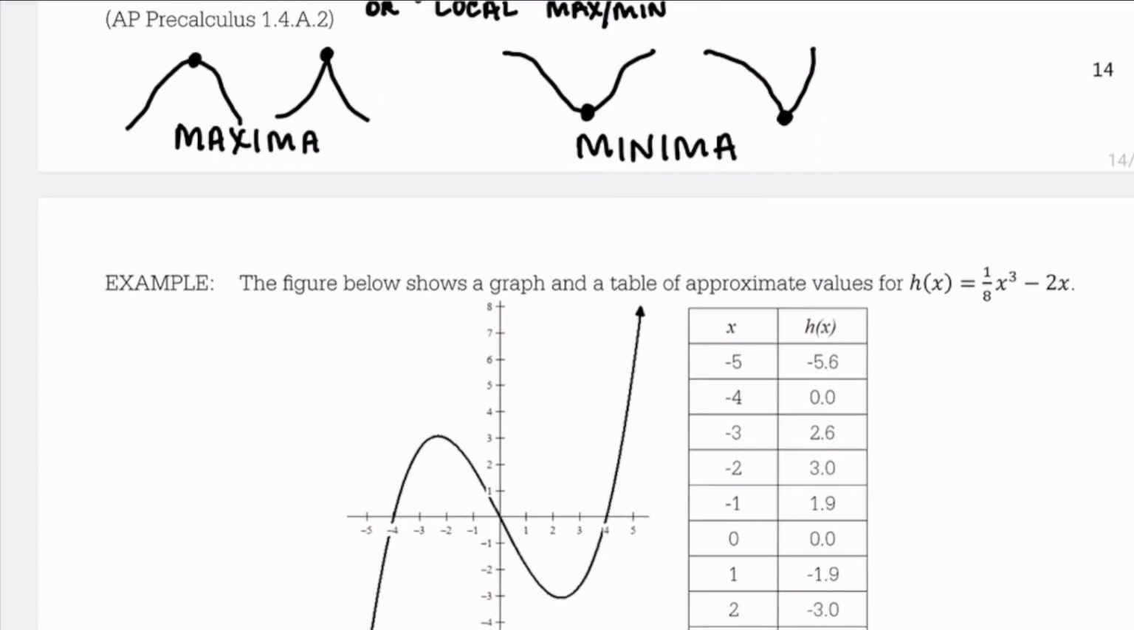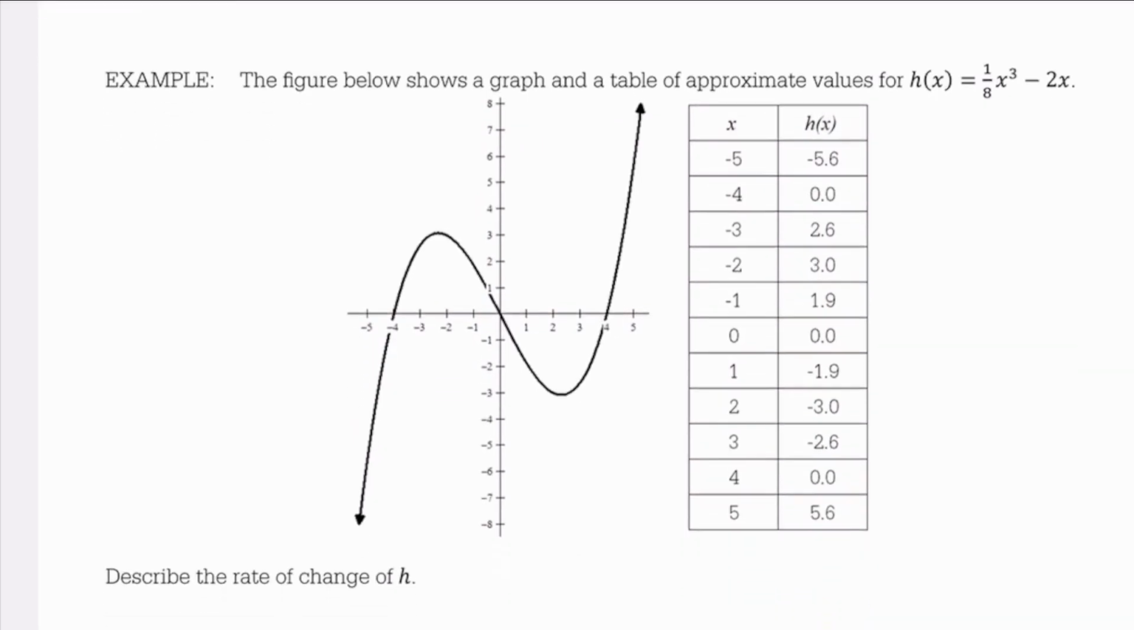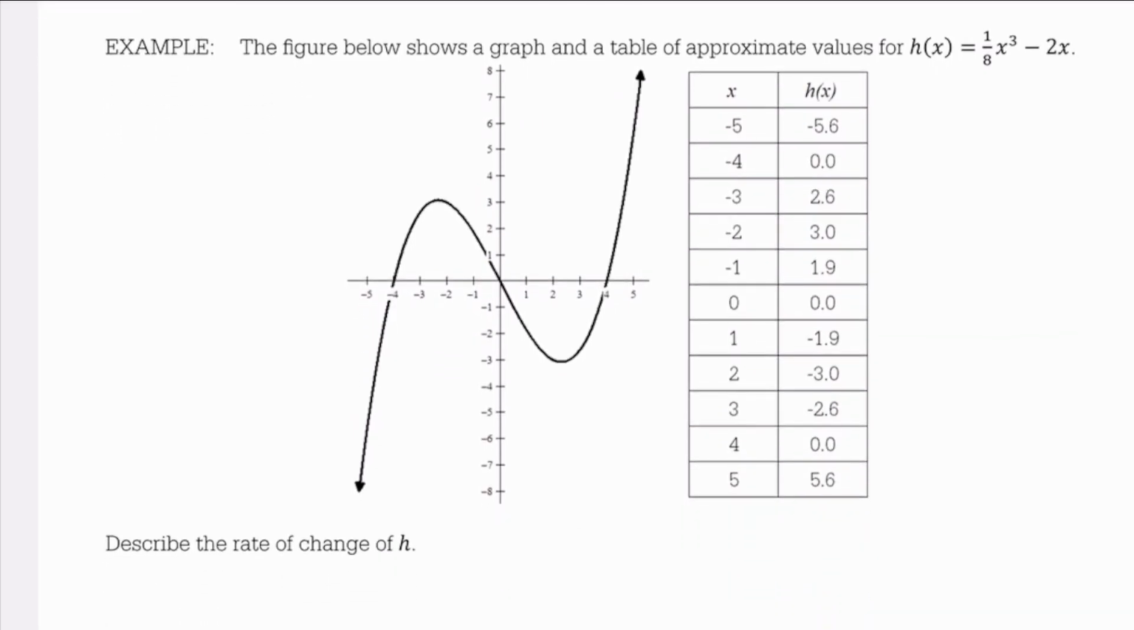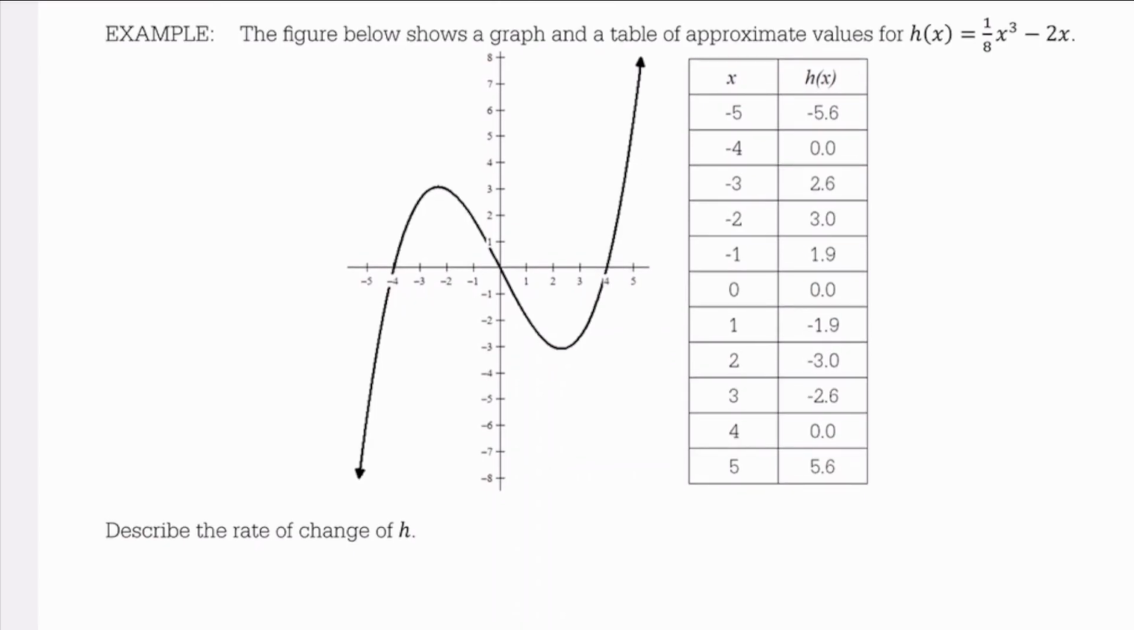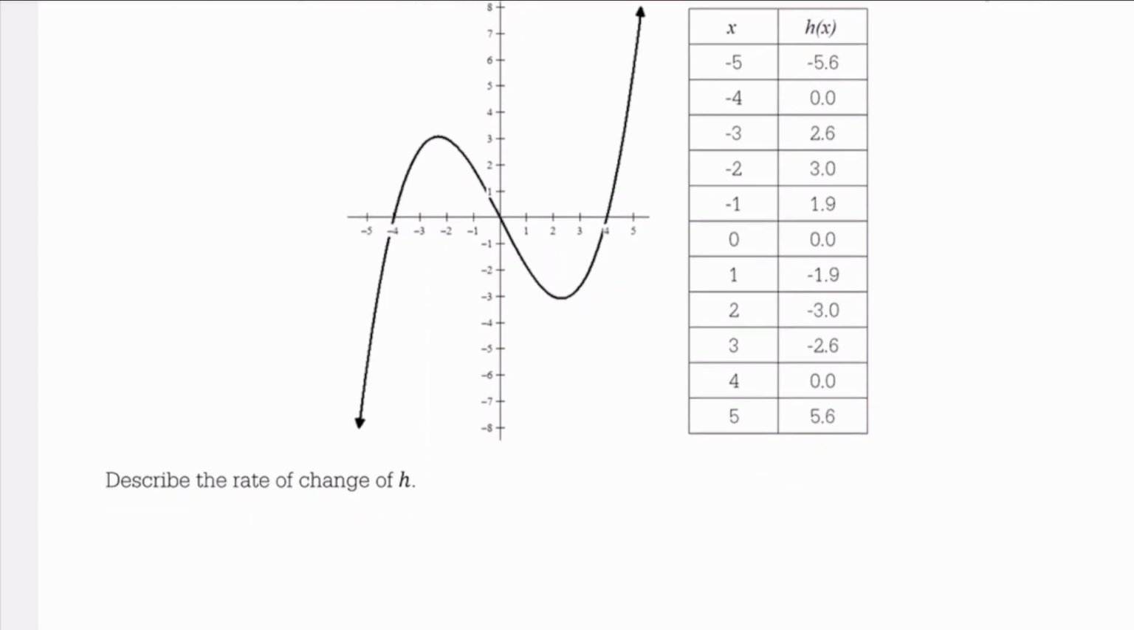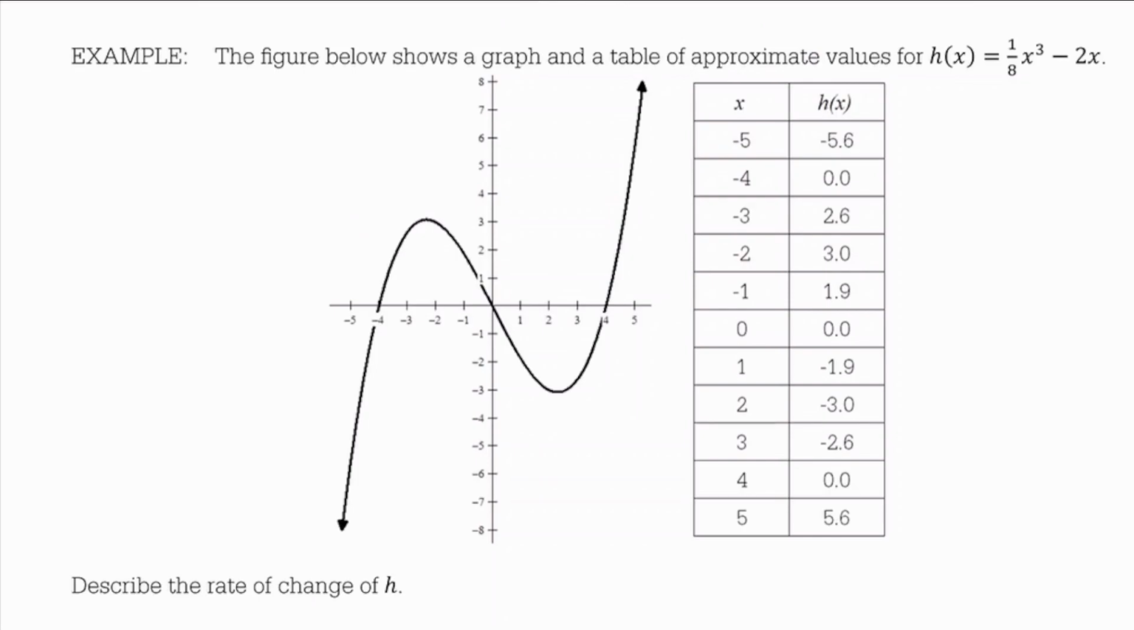So let's keep moving and work on this next example. The figure below is showing a graph and a table of approximate values for h of x equals 1/8 of x to the third minus 2x. Describe the rate of change of h. I'm going to do the same thing I did before, and color the areas of increase in red and the areas of decrease in blue.